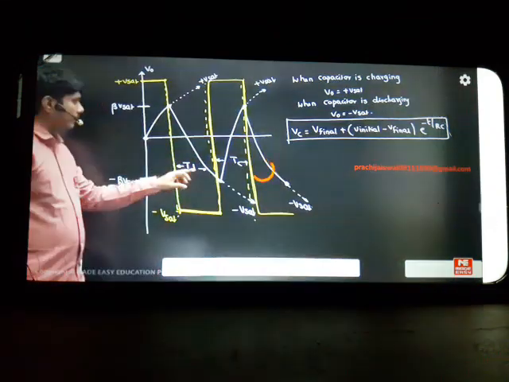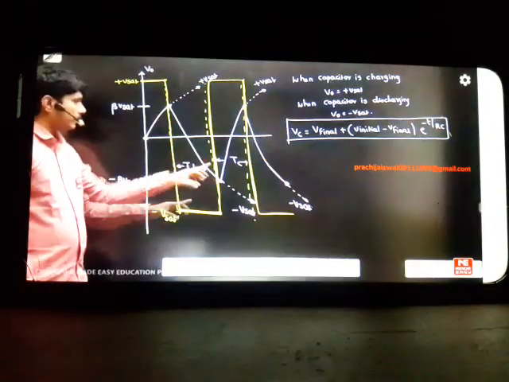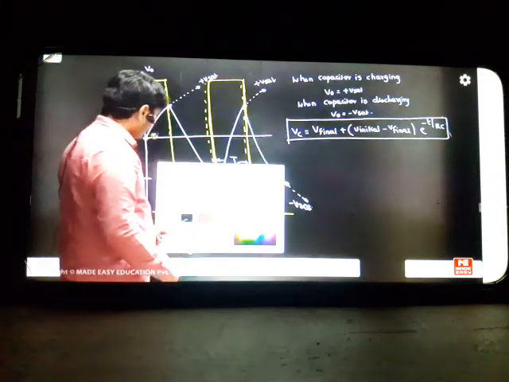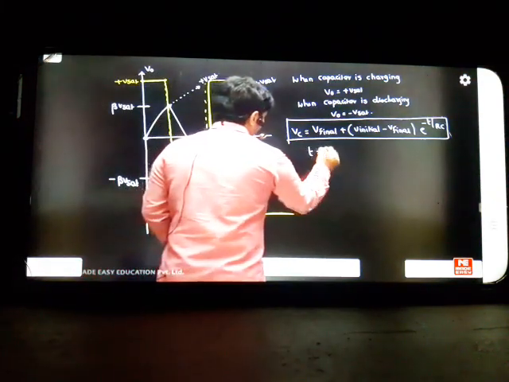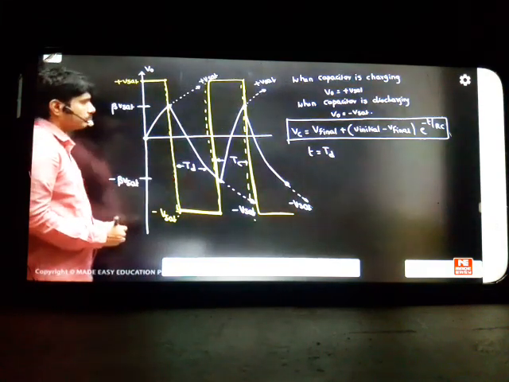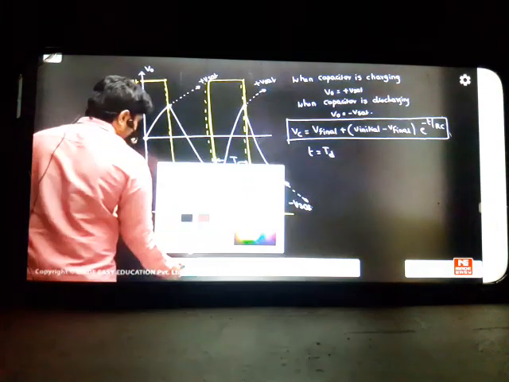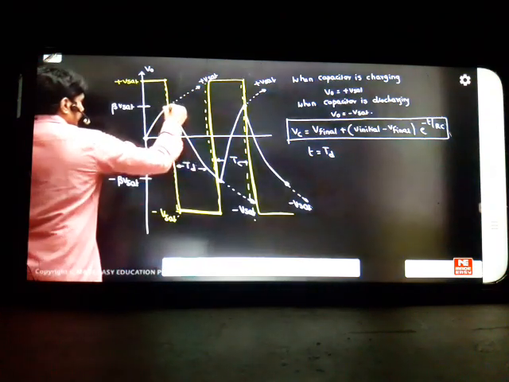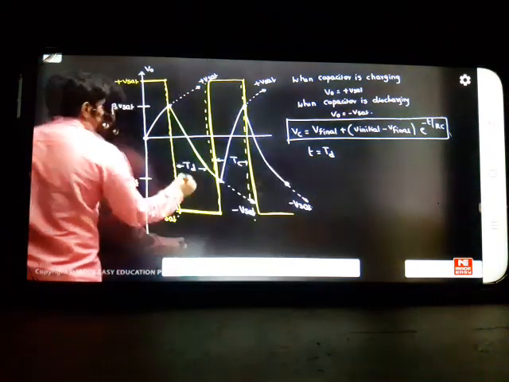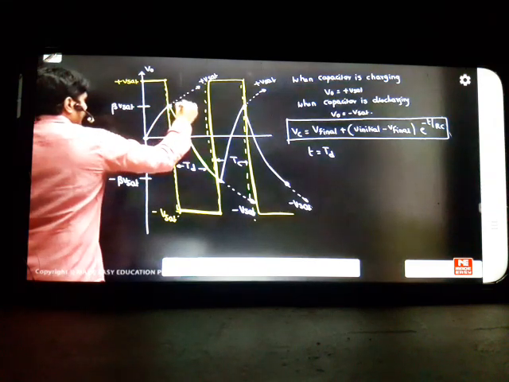If you want to solve TD and TC, you can, because it's a symmetrical square wave. So whatever you solve here will be the same here. You take any one condition to solve it. Suppose I take T is equal to TD. That means I'm finding my time period here. At that time, what is the initial value? This is your discharging. Where is the initial and where is the final here? This point will become your V initial value.